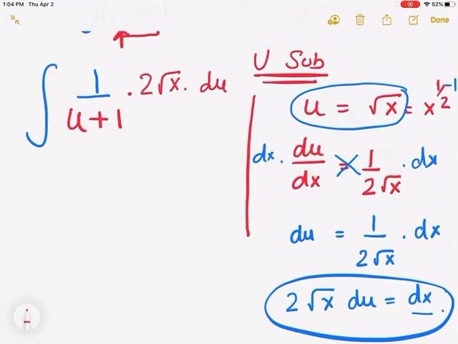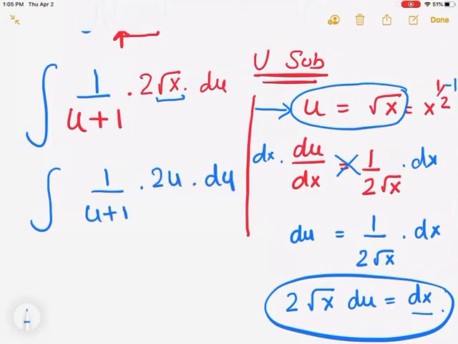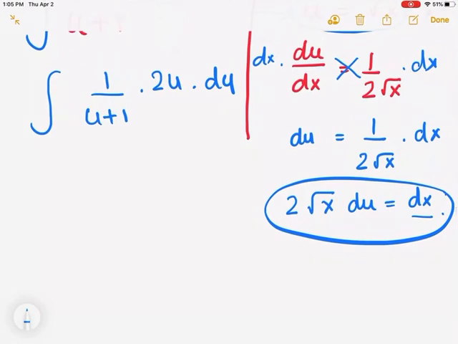Now here's the thing. I still see this expression in terms of x. You still have to replace that. If you look back to this equation, radical x is equal to u. So I have 1 over u plus 1, I have 2u, and it's du. Here you go. Finally, everything is in terms of u. Let's put everything together. How about if I factor out the constant, and my new equation would look something like this. Okay, almost there.